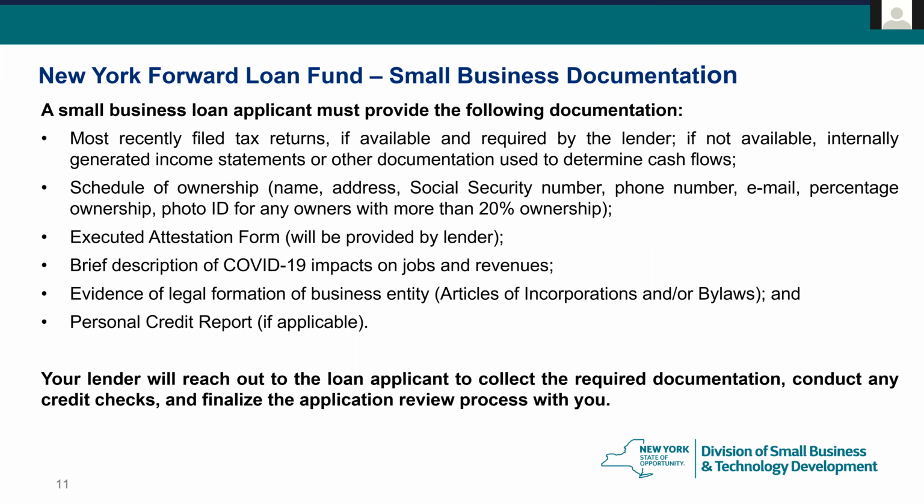Your schedule of ownership, who owns the business, that's going to include their name, address, phone number, etc. There's an executed attestation form you're going to have to complete. The lender's going to provide this form. Basically, it's a form that says that you didn't receive an EIDL loan or that you haven't received a PPP loan greater than $50,000. It's a disclosure that they'll make you sign.